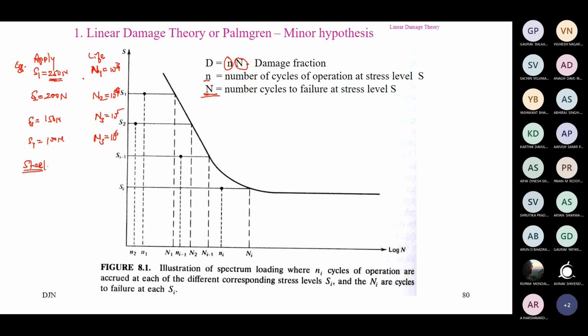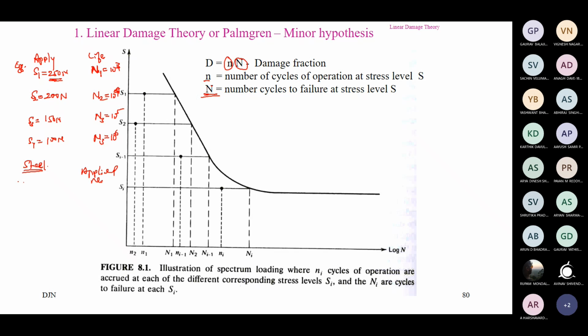If you want to fail the component, you have to apply the 250 Newton load 1000 times. But in practical application, you are applying it only for 100 cycles. Then the component is not going to fail after 100 cycles of 250 Newton load. The component is going to fail only if you apply 1000 cycles of that particular load. So how many cycles are you applying? That is your practical case, the applied number of cycles.